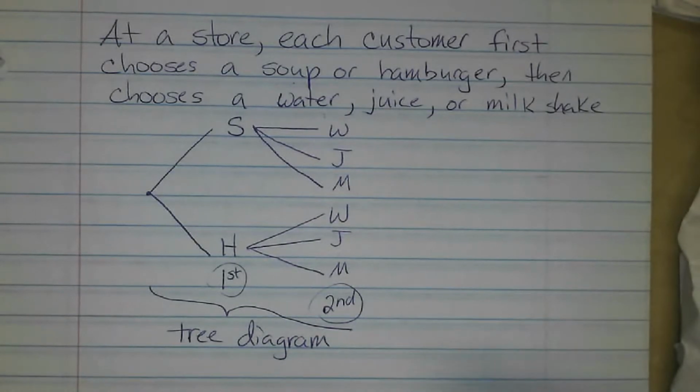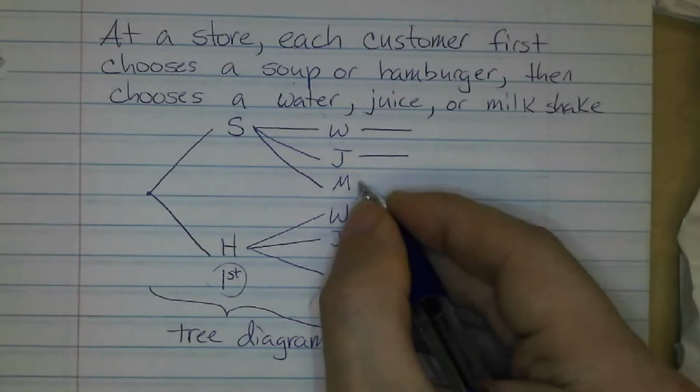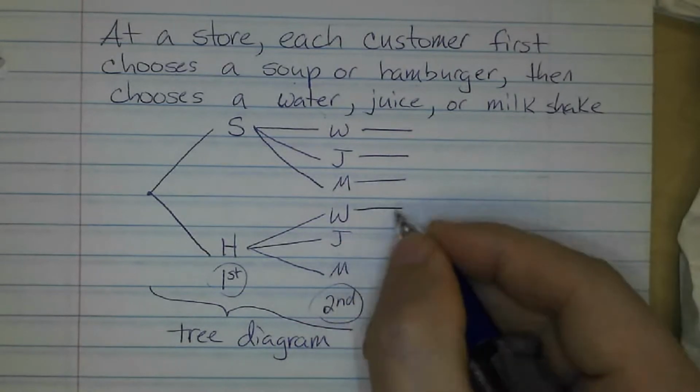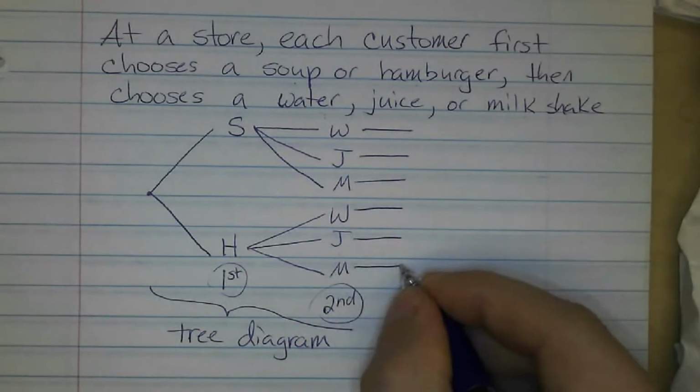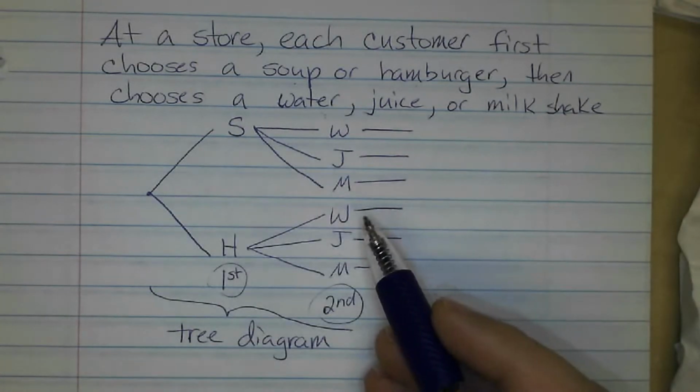Now, once we have our tree diagram done, remember the whole point of this is to get the sample space, the list of all outcomes. So I'm going to draw a straight line from the end of the last outcome all the way down. And now I'm going to follow along each path to see what every combination is.